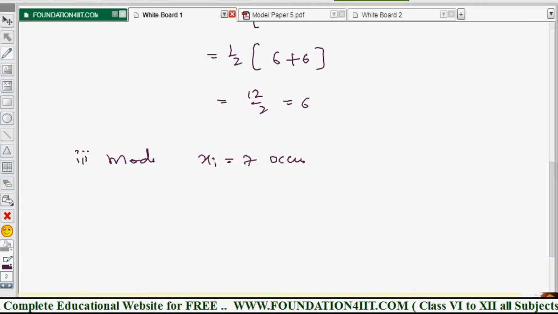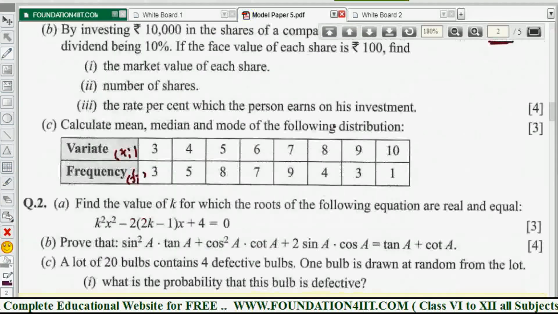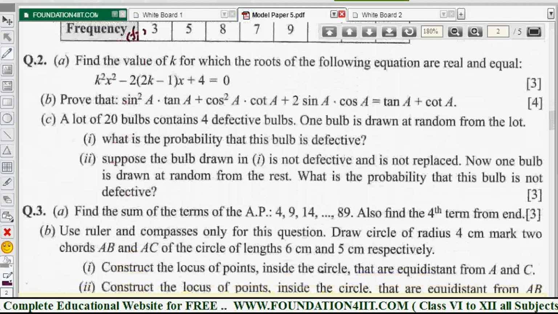So which occurs the maximum number of times, because frequency is 9, that is highest. So therefore the mode is equal to 7. Okay, this way you can find out the mean, median and mode. So these three you can find out simply. And this is about the first question. Now let us see question number 2 and we'll solve these problems.